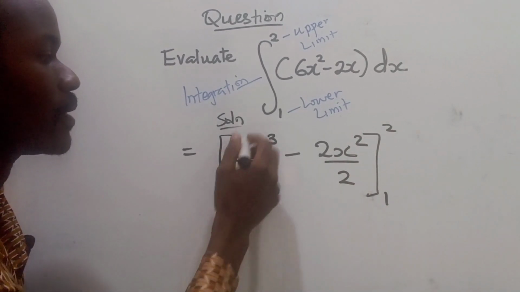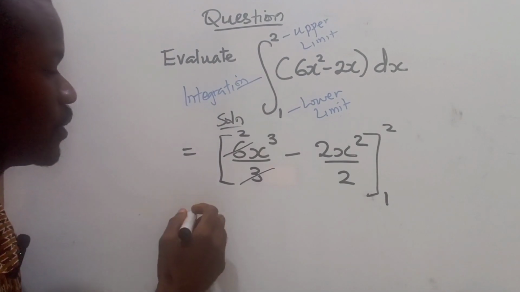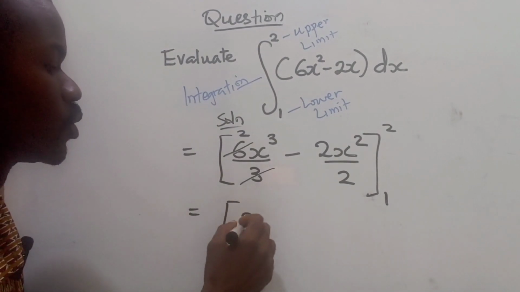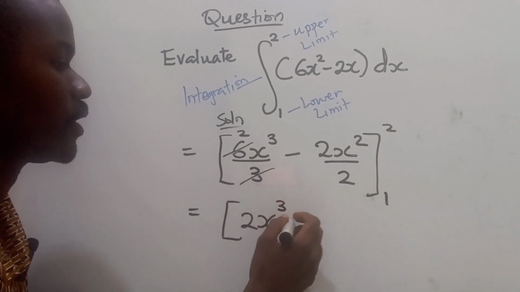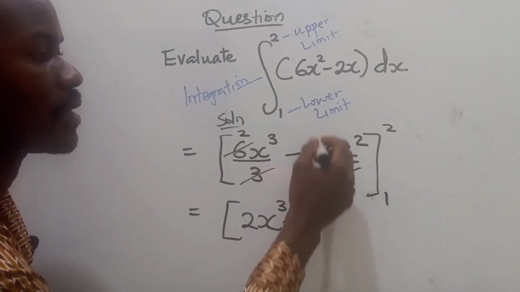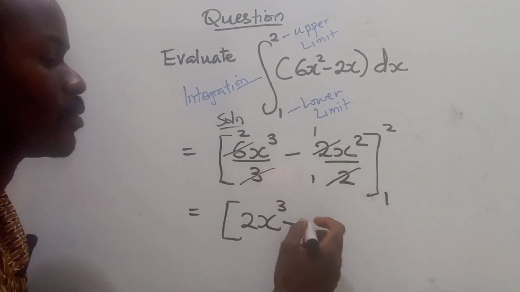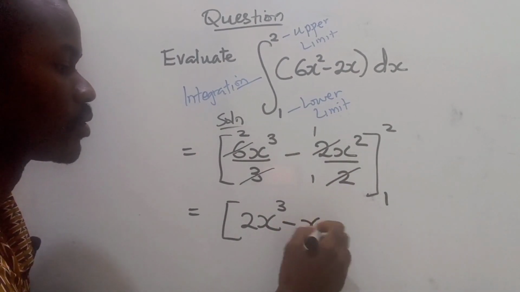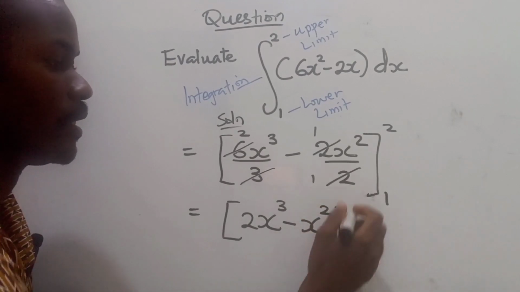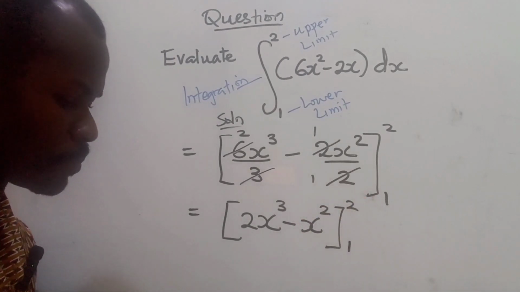So these will cancel out, and this is 2 times x raised to the power of 3, minus. These will cancel out, 1, 1, so we are left with just 1 times x, which is x raised to the power of 2. And we'll still put our limits.